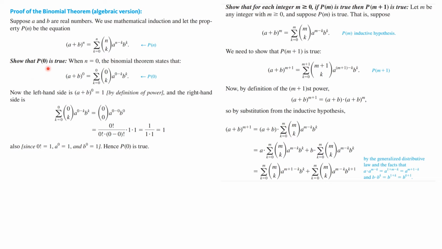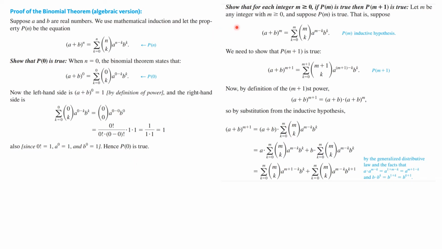So we have to show that the first one is true. When we put 0 in for our exponent, we see that this is equal to this, and if we do all of these calculations, we'll find that it is 1. That means P of 0 is true.